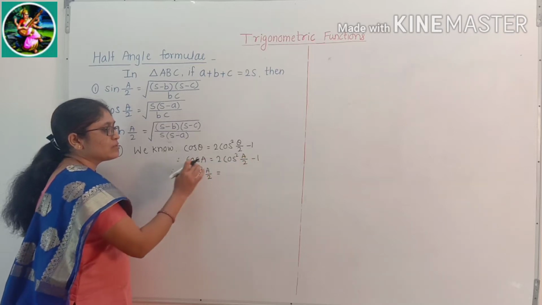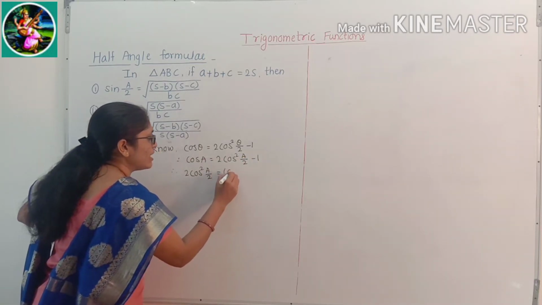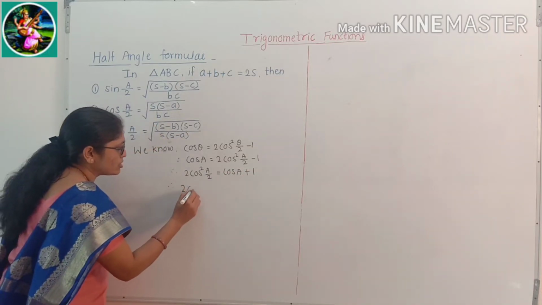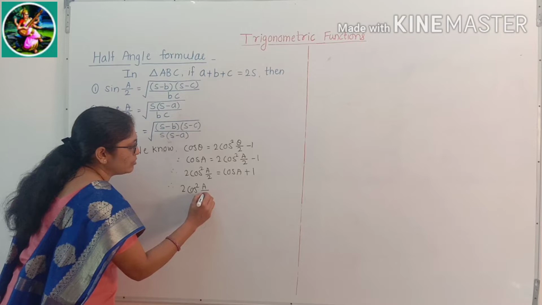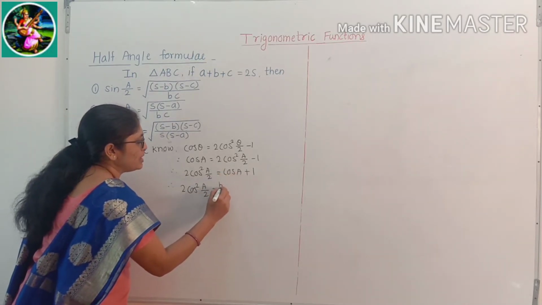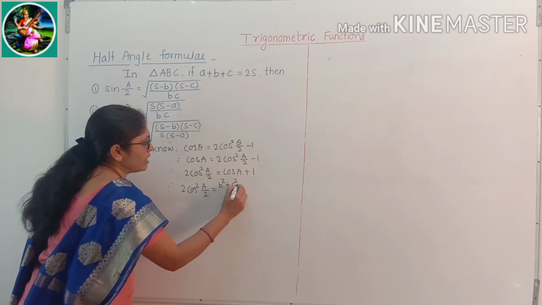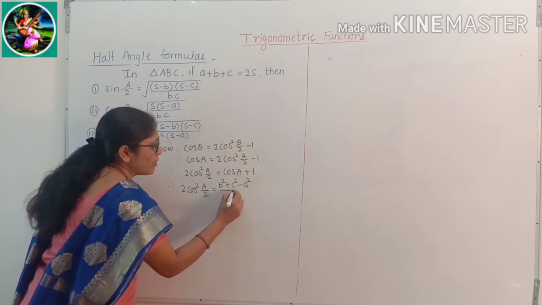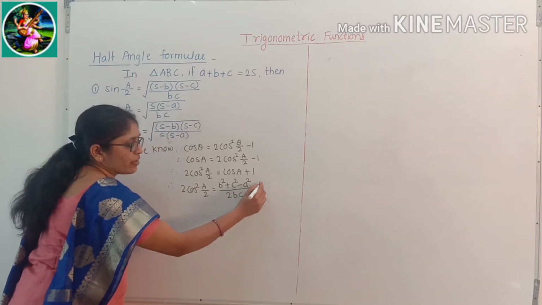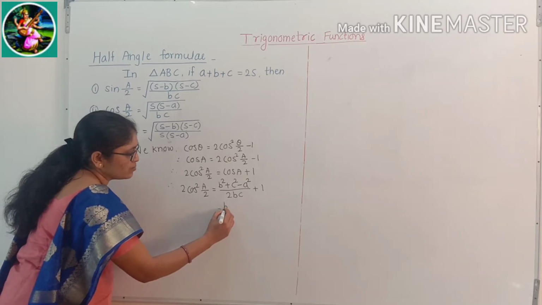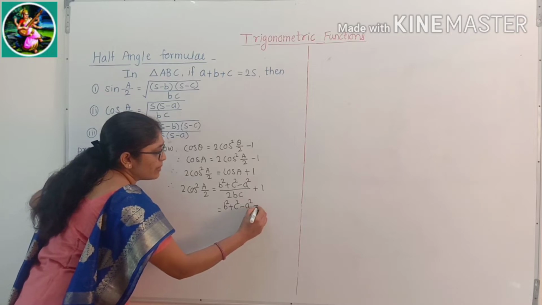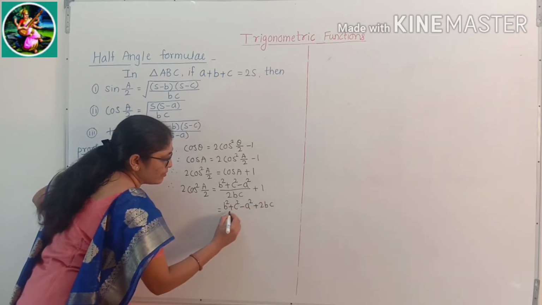Here minus 1 becomes plus 1. Therefore, here we get cos A plus 1. Okay, therefore 2 cos square A upon 2 is equal to, here we write the cosine rule. Therefore, that is b square plus c square minus a square divided by 2bc plus 1. Here we take the cross product. Therefore, that is b square plus c square minus a square plus 2bc divided by 2bc.